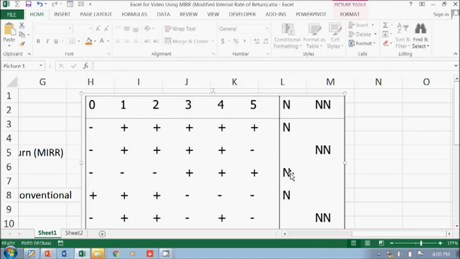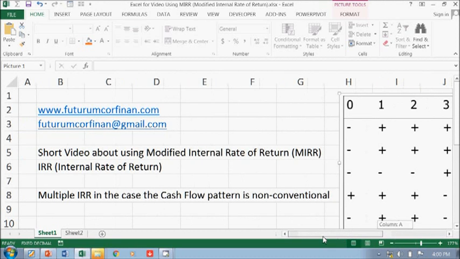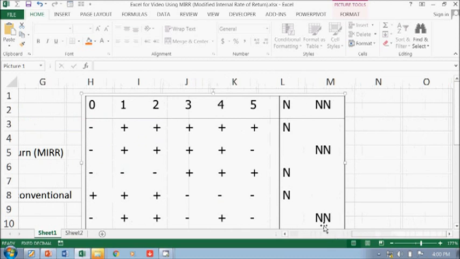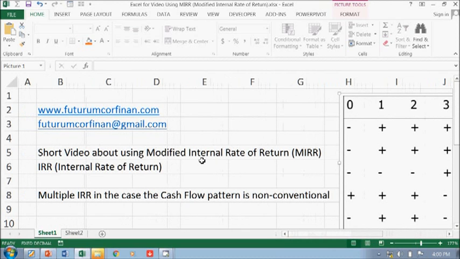So basically for those under the normal column, you can apply the IRR, and there is only one single IRR. But in the case there's more than one change of sign in the cash flow, then you're going to have more than one IRR. What we call the issue of multiple IRR.